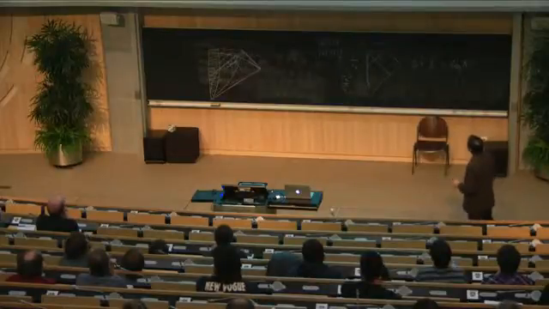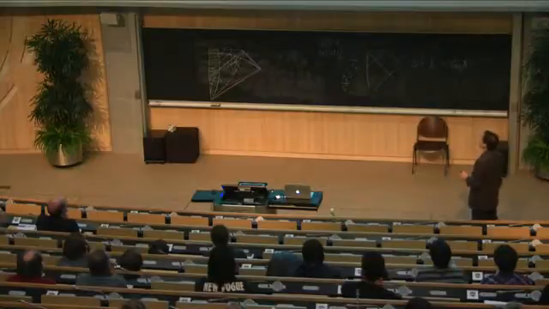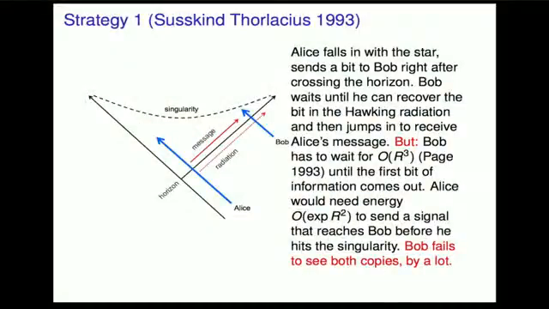So Alice falls in with a star. She's made a plan with Bob all along that she was going to extract a particular bit of information, the one that Bob's unitary S matrix tells him is the first one to come out in the Hawking radiation. Bob waits for that bit to come out, then quickly jumps into the black hole. Alice has packaged her bit into a message and coherently sent it to Bob. Now Bob has both copies in his hand.